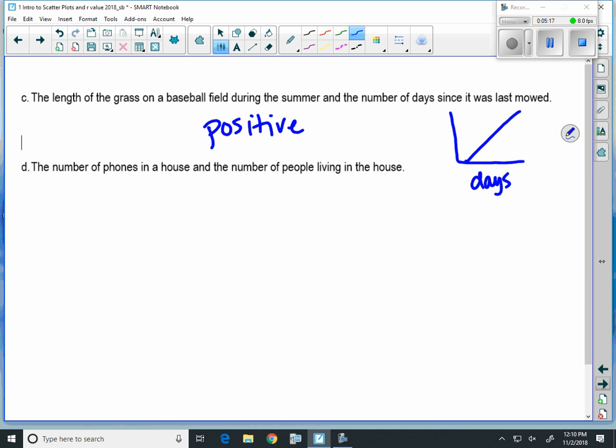The number of phones in a house and the number of people living in the house. She says no correlation. Think about it this way. In your household, as somebody usually gets to a certain age, do they get a cell phone? Yes. So is there a correlation between the number of people in that house and how many phones there are? Yeah, because every person is eventually going to get a cell phone, usually.